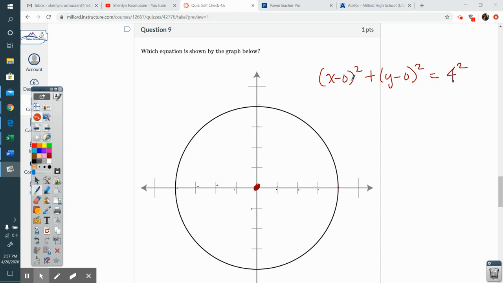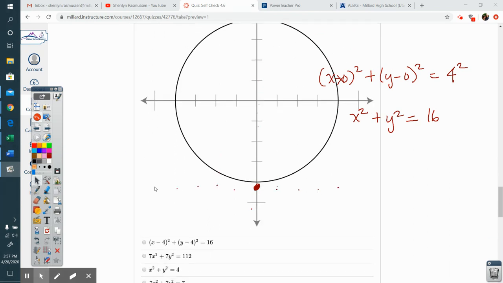Now, since it's 0, this drops off, leaving just x squared. Since it's 0 here, the 0 drops off, leaving me y squared. And 4 squared is 16. So it still follows that same pattern. Let's scroll down and see what it has here.